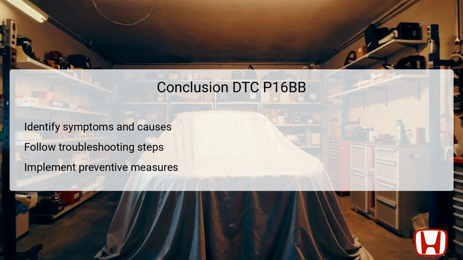In conclusion, understanding DTC P16BB, which corresponds to alternator B terminal circuit low voltage, is essential for maintaining the integrity of Honda Civic models from 2016 to 2021. Identifying the symptoms and causes of this issue is the first step towards effective diagnosis and repair. By meticulously following the outlined troubleshooting steps, technicians can accurately pinpoint the source of the problem, be it poor connections, open wiring, or an alternator malfunction.